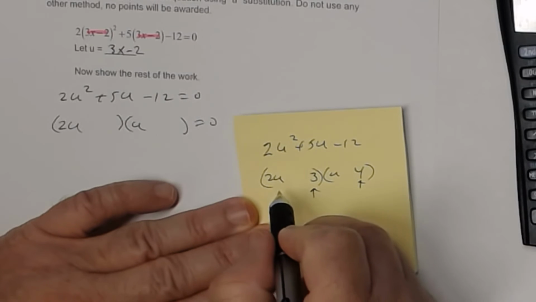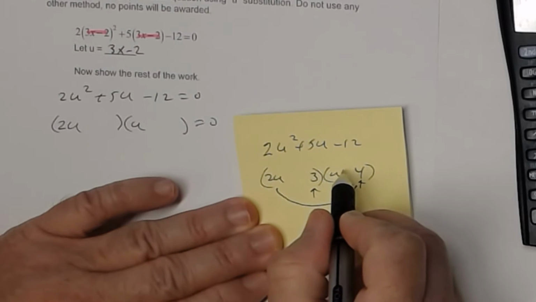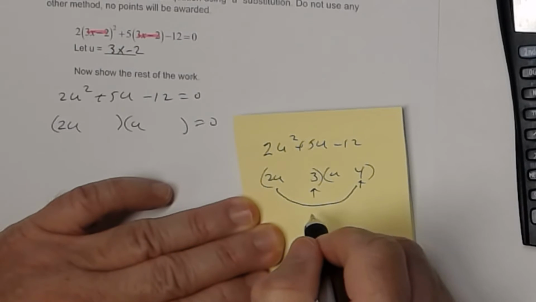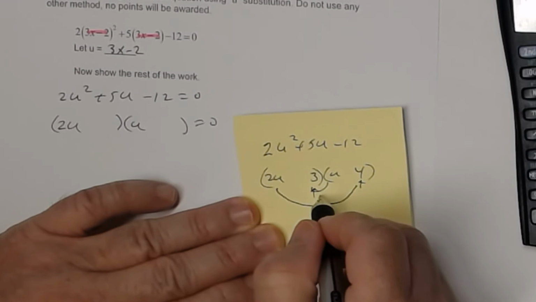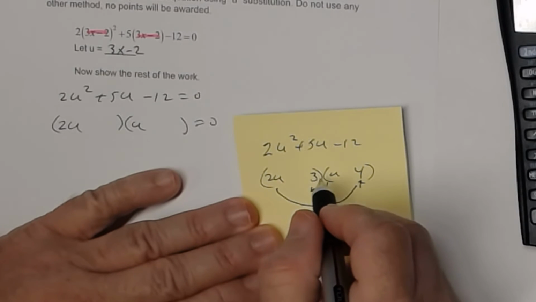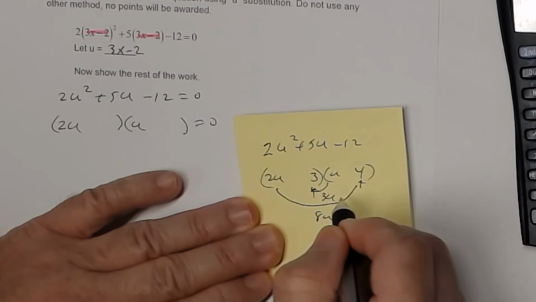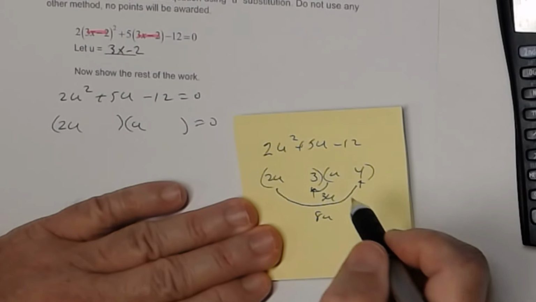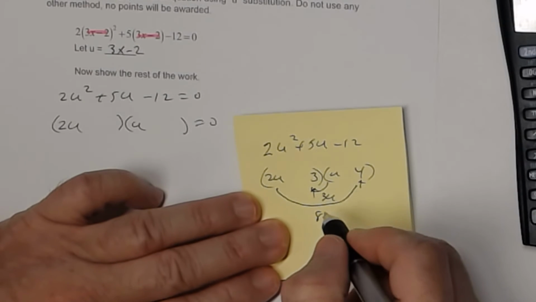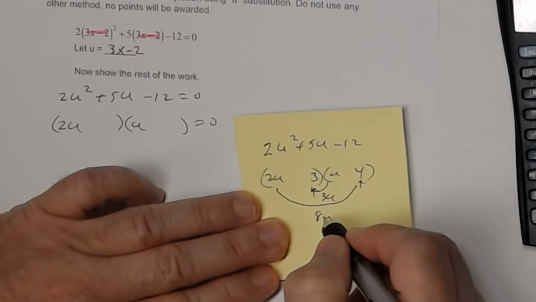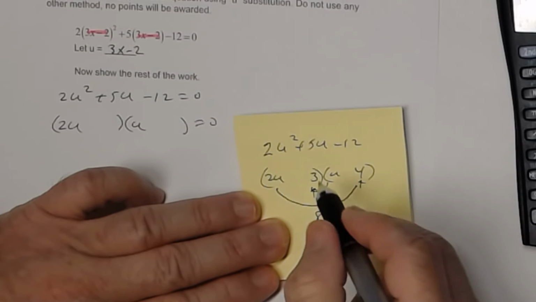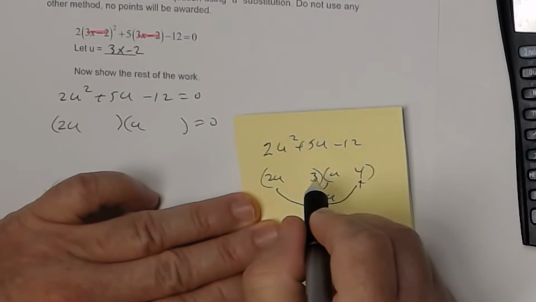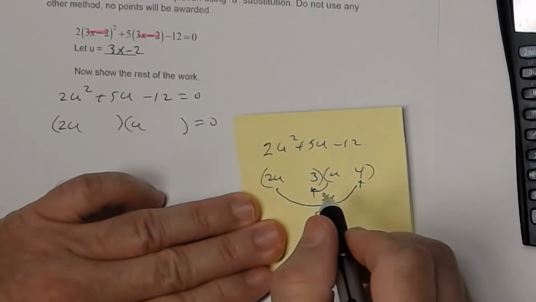Now, I want you to notice something. The outer terms, and notice I didn't put any signs here, and that's okay, we're going to do this in a little while. The outer terms here are 8u. The inner terms, when I multiply them, are 3u. And remember, the last sign's negative, so that means they're going to be different. Since they're different, I'm going to subtract those. When I subtract 3u from 8u, I get that 5u. See that?